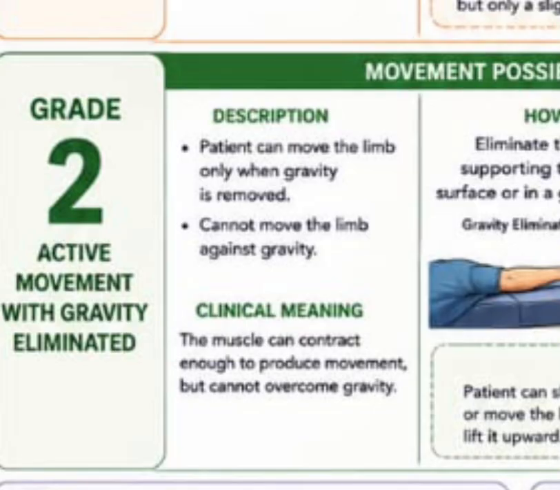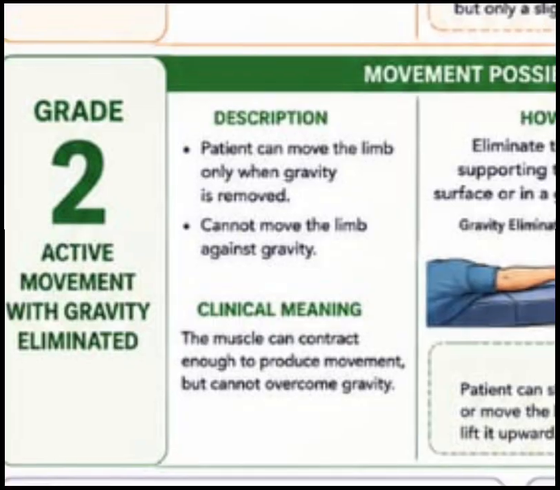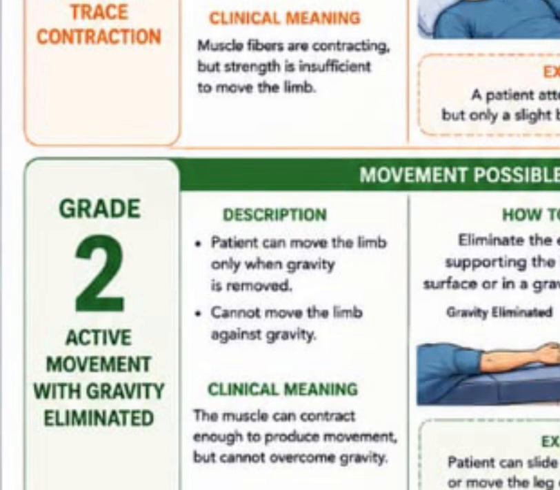In the first one, the muscle cannot contract at all because it is denervated. There's no neuromuscular transmission at that point. In the second one, the muscle is innervated, but the muscle fibers are contracting separately, so the patient can produce a contraction, but not enough to produce movement of the joint. In the second one, the patient can move the joint very well from side to side, only when you remove gravity.